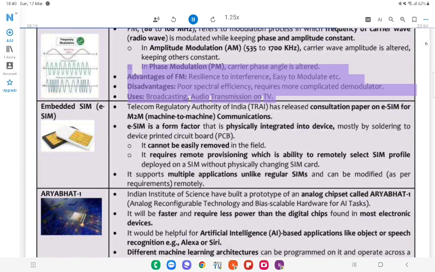Advantages of FM: resilience to interference, easy to modulate, etc. Disadvantages: poor spectral efficiency, requires more complicated demodulator. Uses: broadcast and audio transmission on TV.